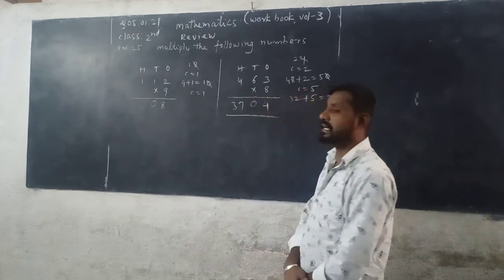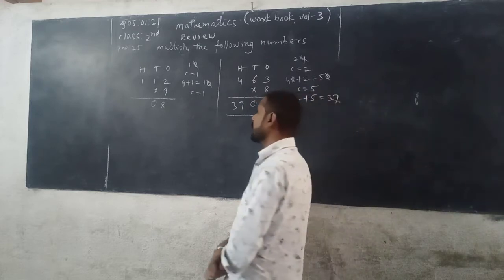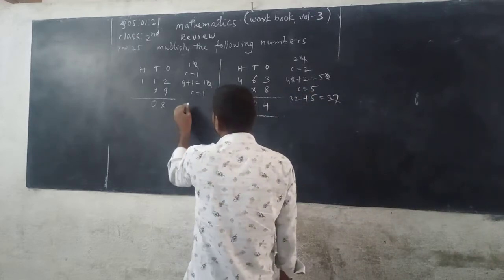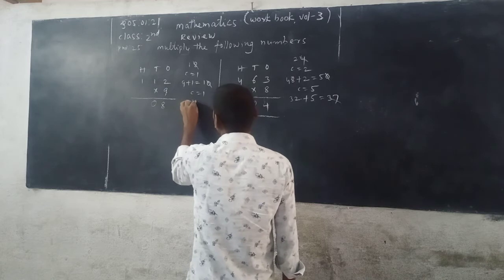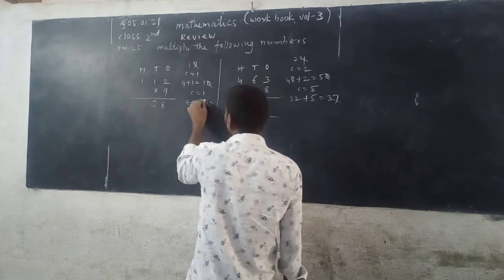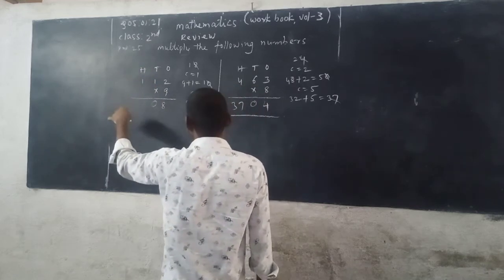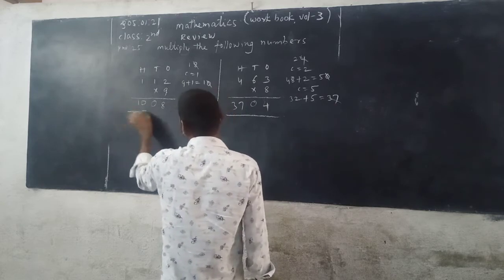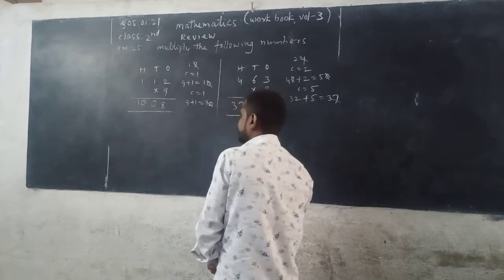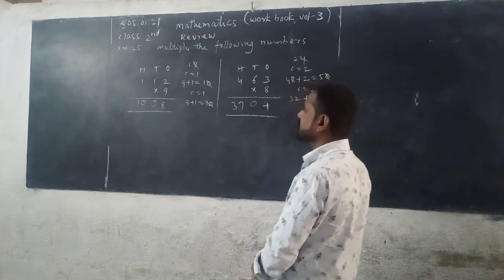Next we multiply the digits in the hundreds place. 1 with 9, again 9. 9 1s are 9. 1 is added to 9. 9 plus 1, you get 10. Then you can write 10 in the hundreds place of the product because this is the last place of the given number. Then the product is equal to 1008.